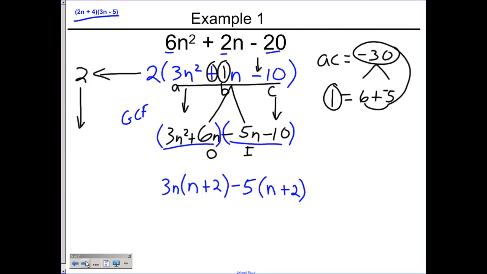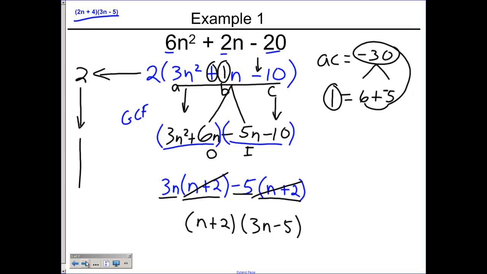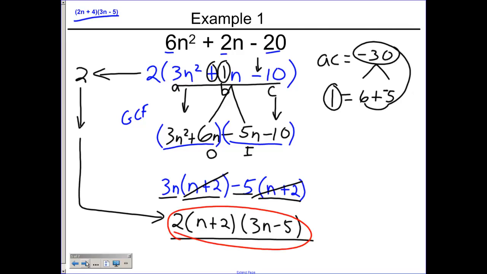And we'll notice that we have two terms here that have another factor in common. So I'm going to go and factor one more time. I'm going to factor the n + 2 out of the problem. And when I do that, this disappears, leaving 3n minus 5. 3n minus 5 is my second term. And the only thing I got to remember to do is bring down my 2. So my fully factored form would be 2 times n plus 2 times 3n minus 5. If I want to make sure that that is correct, I can multiply this whole thing out and check back to see that this is what it was up here.